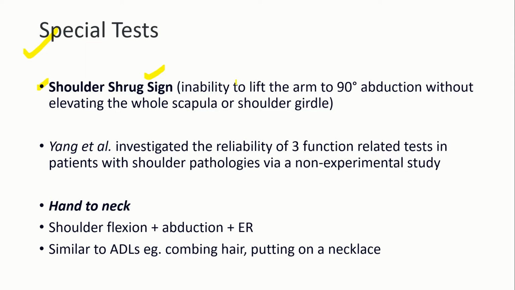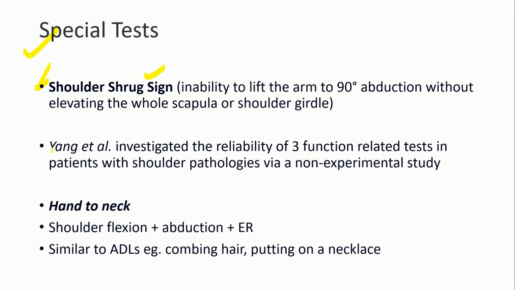So when we ask the patient to do an abduction movement, he or she will not be able to do it till 90 degrees without elevating the whole scapula. The patient will do some trick movements by elevating the whole scapula, by elevation of the shoulder. They'll do elevation of the shoulder girdle and not just abduction. So we have to check for the trick movement. It is the first sign which you have to check.